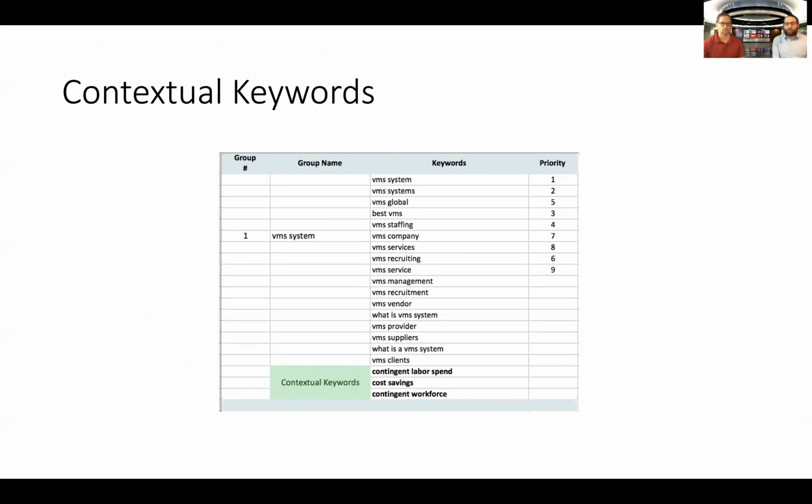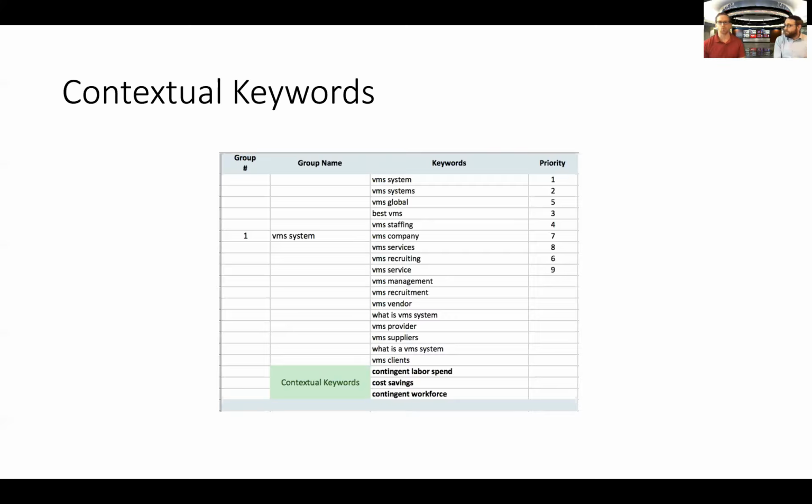So here's a screenshot going back to our keyword list. Some of the columns are missing, but it's just to give you a general idea. Here I have a group name called VMS system, and I prioritize my keywords. At the bottom of my group, I'm going to add in contextual keywords, topics or phrases that when I write my article, when I write my piece of content, I'm going to make sure that I add those points in. So in this case, when I write about VMS systems, I'm going to talk about contingent labor spend, cost savings, and contingent workforce. And that will round out my group and my content so that it's very comprehensive, and it becomes something that Google will want to rank.